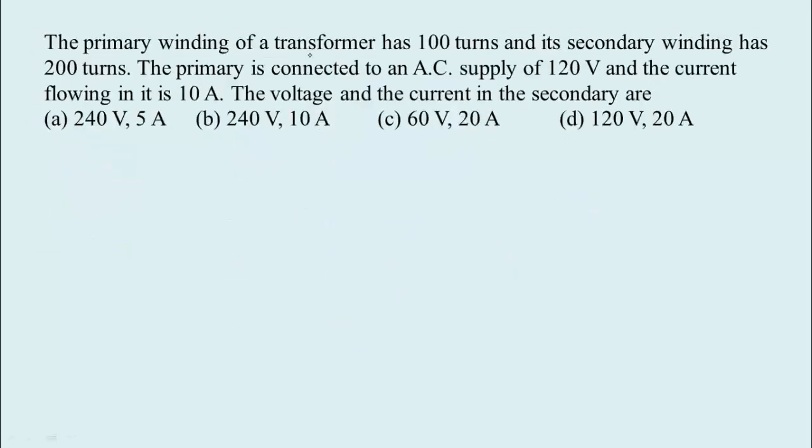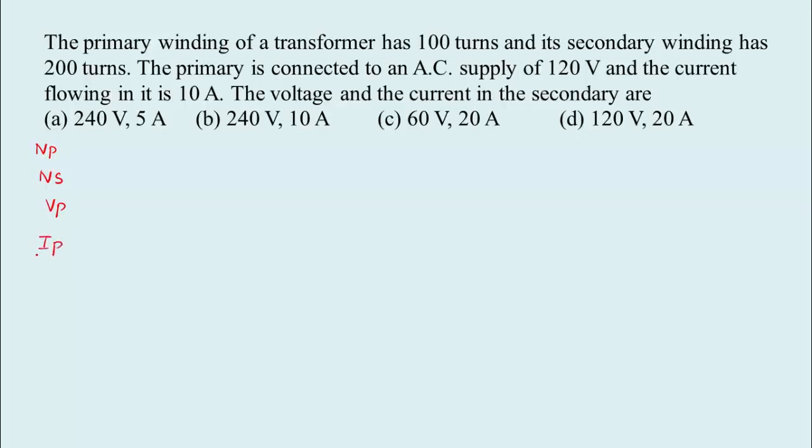The primary winding of a transformer has 100 turns and its secondary winding has 200 turns. The primary is connected to an AC supply of 120 volt and the current flowing in it is 10 ampere. The voltage and the current in the secondary are? So again it is related to transformer. See here, number of turns in primary, number of turns in secondary. Similarly, voltage across primary, voltage across secondary, we don't know, leave it.